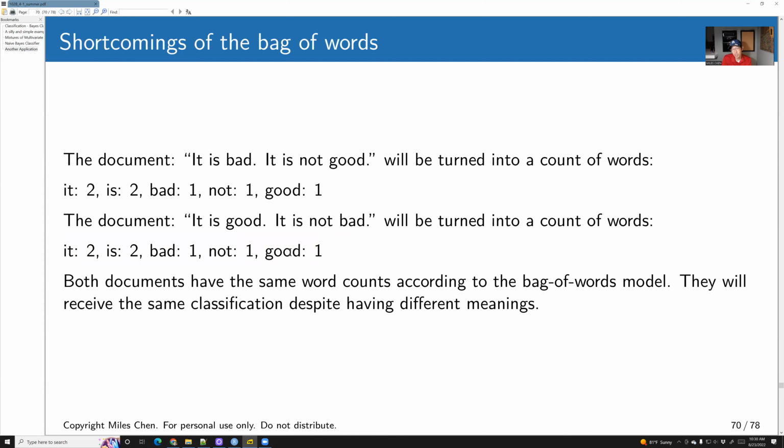Both of these documents have the exact same word counts according to the bag of words model, and both of these documents will get the exact same classification, okay? Despite having different meanings, according to the bag of words model, these two documents are identical. Now we know in English that's not how it works. The order of words do matter. So this is just a major shortcoming of the bag of words model, okay?